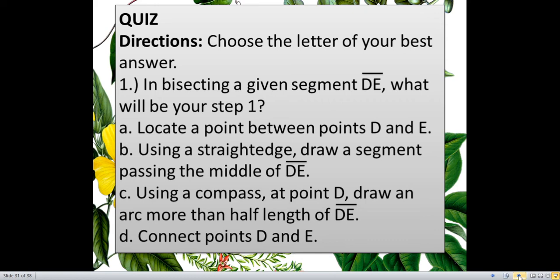And we also have a quiz. This is items 1 to 5, and you just need to choose the letter of your best answer. For number 1, in bisecting a given segment DE, what will be your step 1? A. Locate a point between points D and E. B. Using a straight edge, draw a segment passing the middle of line segment DE. C. Using a compass at point D, draw an arc more than half the length of line segment DE. Or D. Connect points D and E.